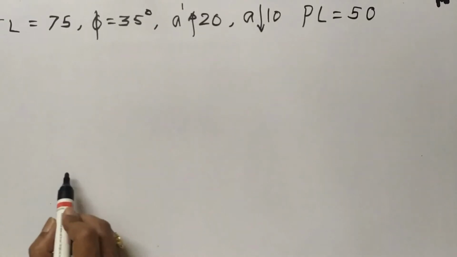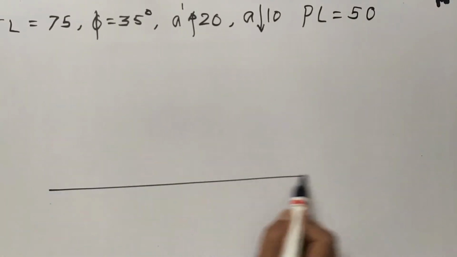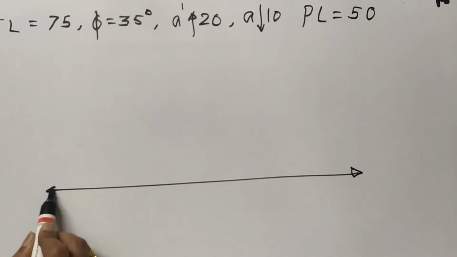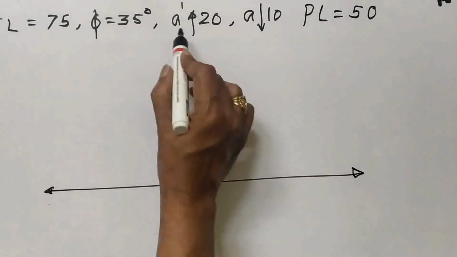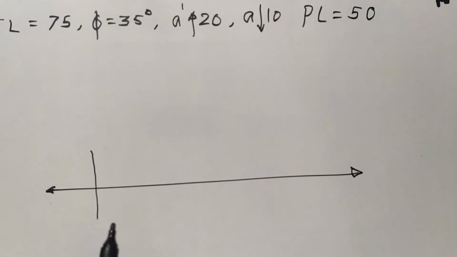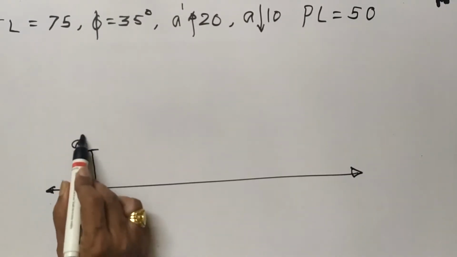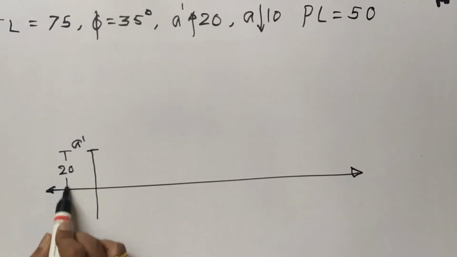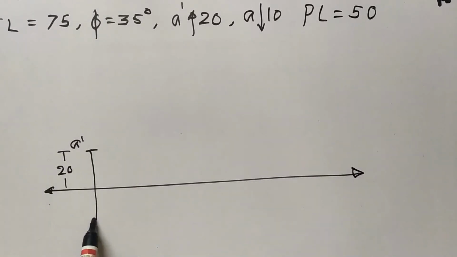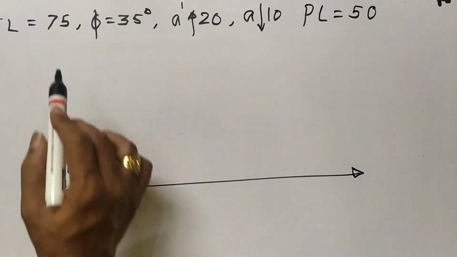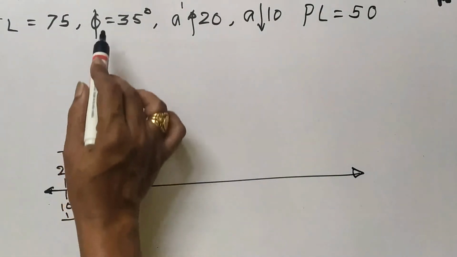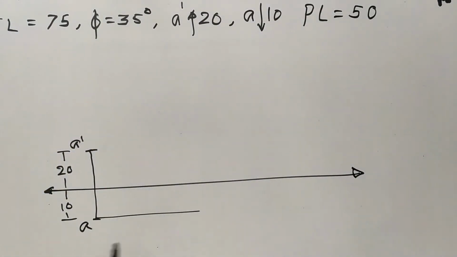So what I will do, I will first mark XY line. Then I will take projector lines perpendicular to this XY. On this projector line perpendicular to XY, I will take A dash. This distance is equal to 20, and I will take A in front of VP. A, this distance is equal to 10. Then I have to mark the remaining data. So I will mark phi here. So this angle I will take phi, phi equal to 35 degree.